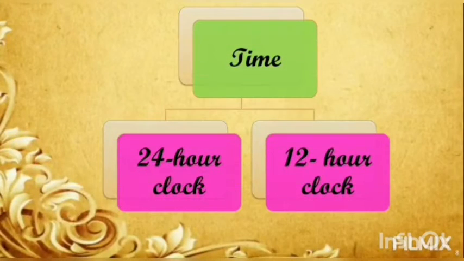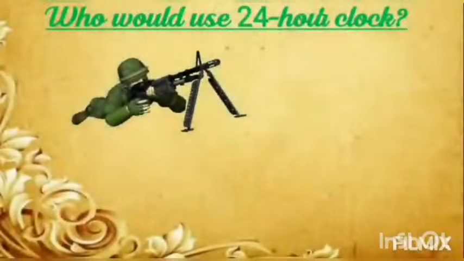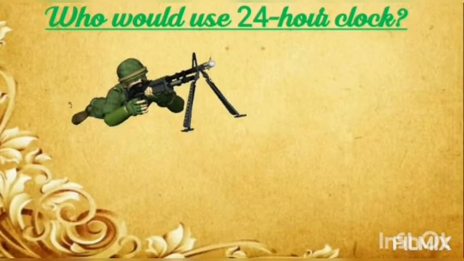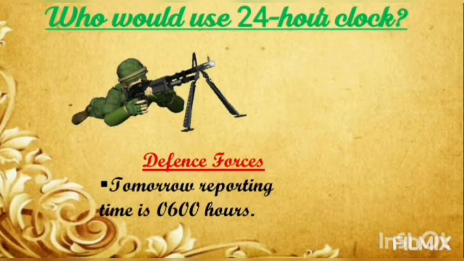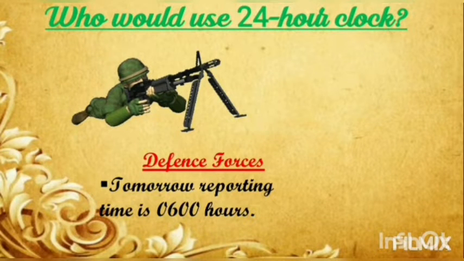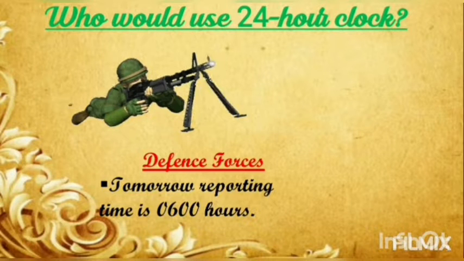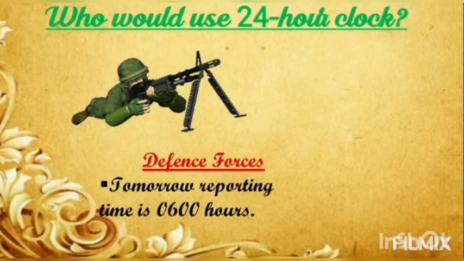Now, let's understand the different ways in which we express our time. There are 2 ways in which we do it. The first is the 24-hour clock and the second is the 12-hour clock. Now, let's understand who would use a 24-hour clock. The 24-hour clock is mostly used in defense forces. You must have studied sometime that tomorrow's reporting time is 0600 hours. So, in defense forces, we use the 24-hour clock.